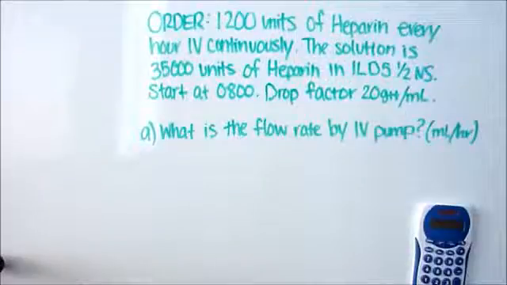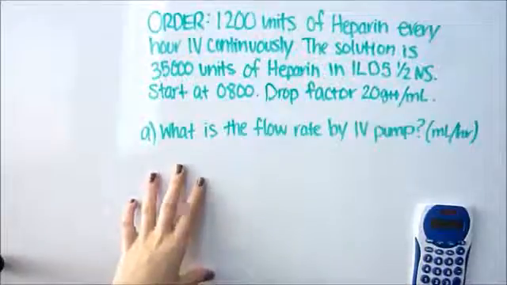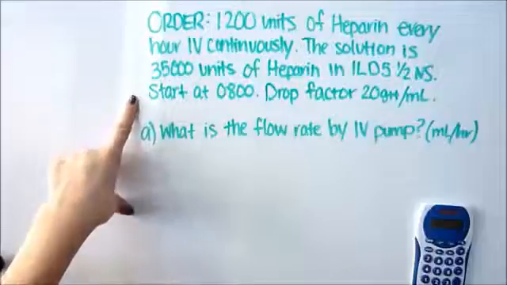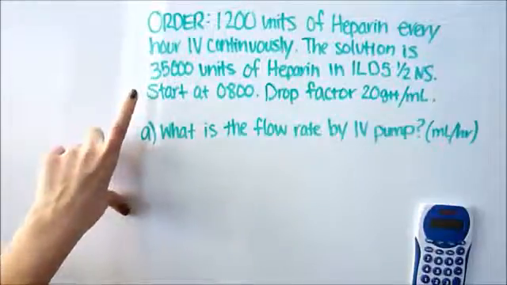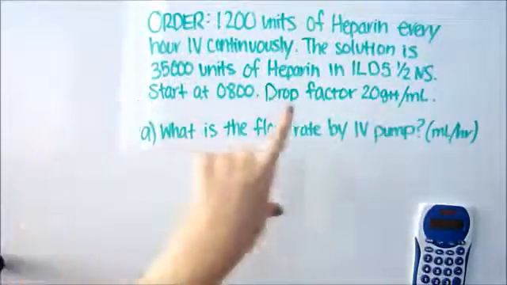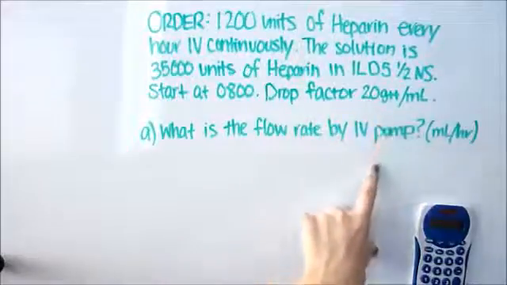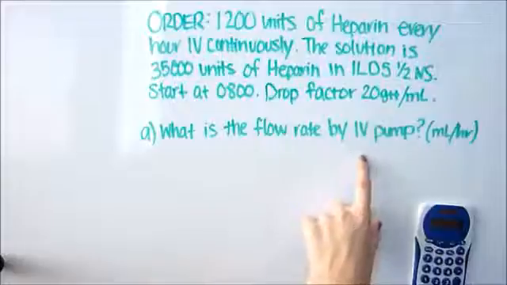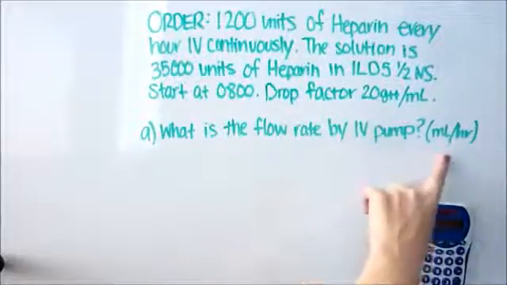Okay, this is a little bit more tricky, but I think you guys can handle it. So we have an order of 1,200 units of heparin every hour IV continuously. The solution is 35,000 units of heparin in 1 liter D5 half normal saline. Start at 0800 with a drop factor of 20 gtt per ml. What is the flow rate by IV pump, which we talked about earlier is ml per hour?